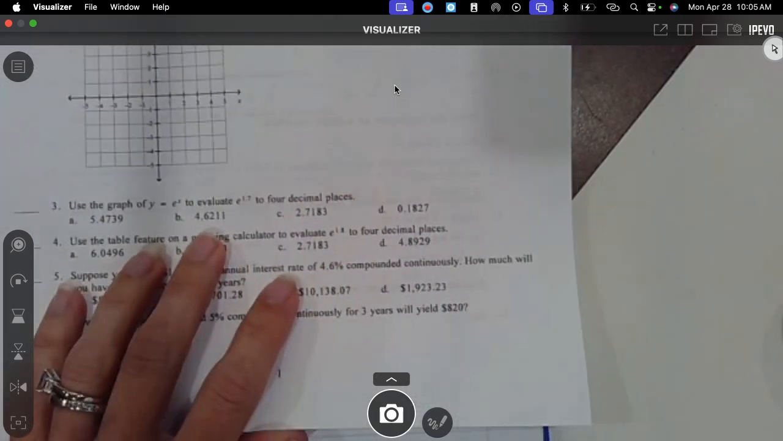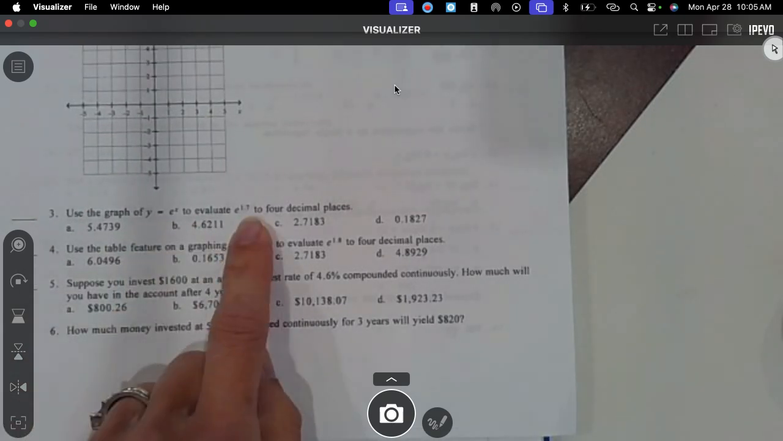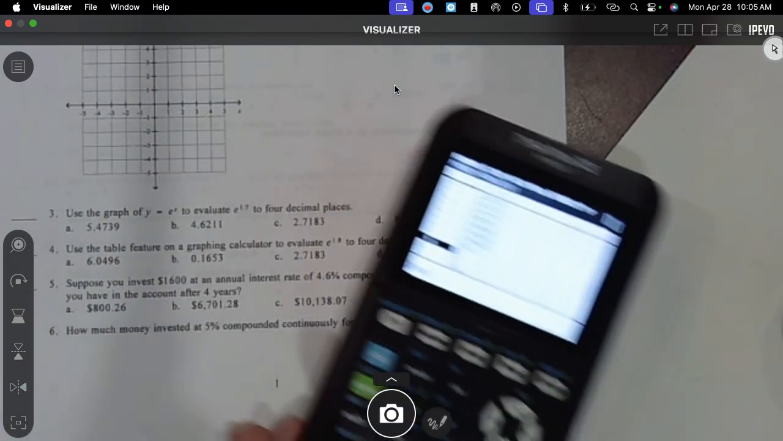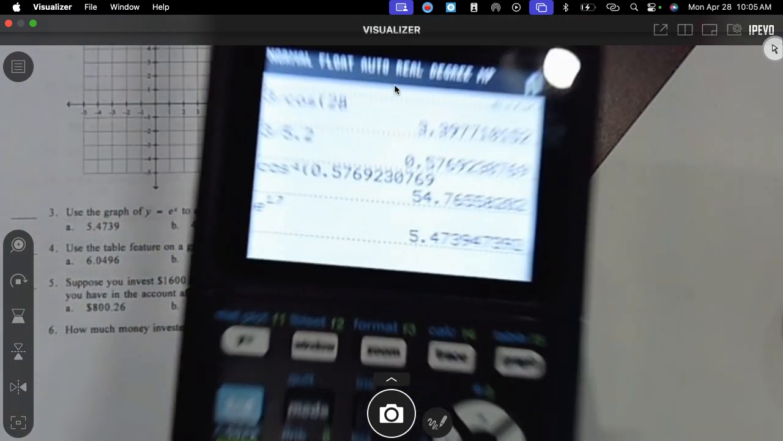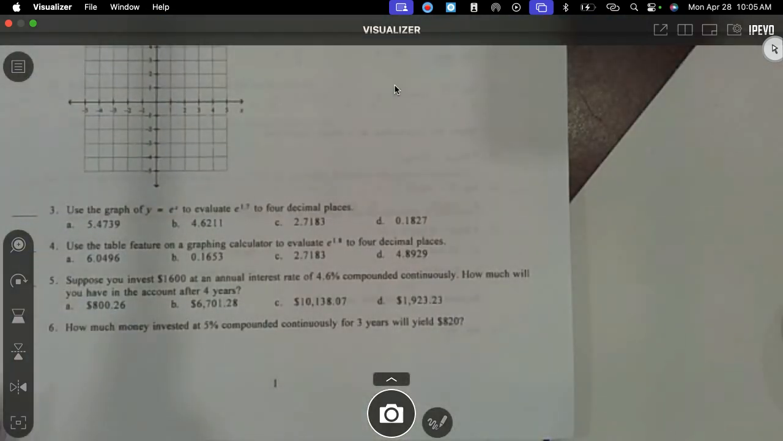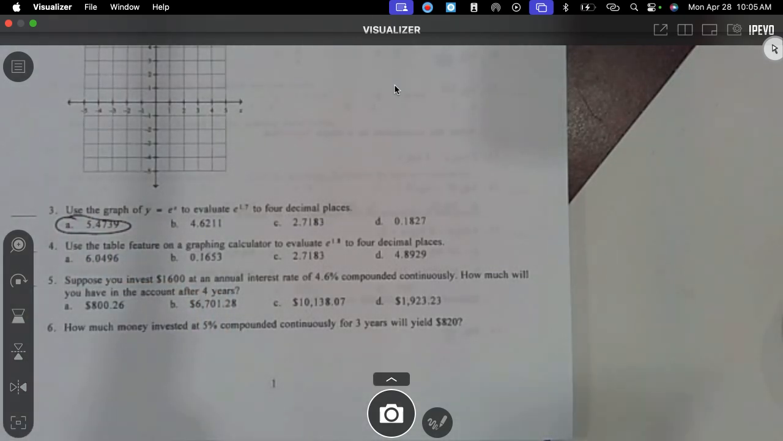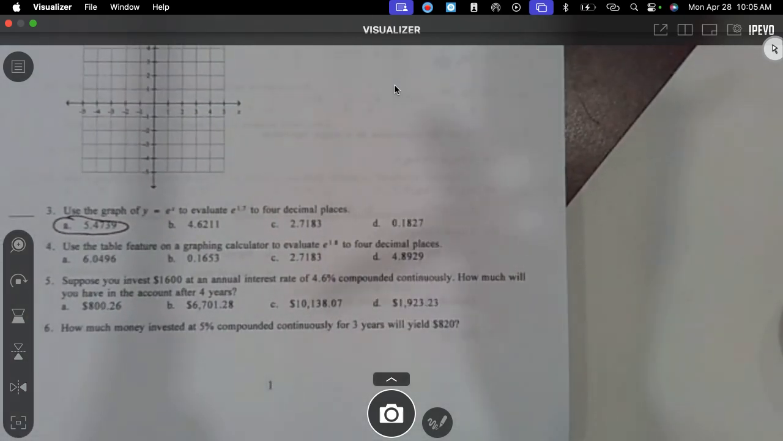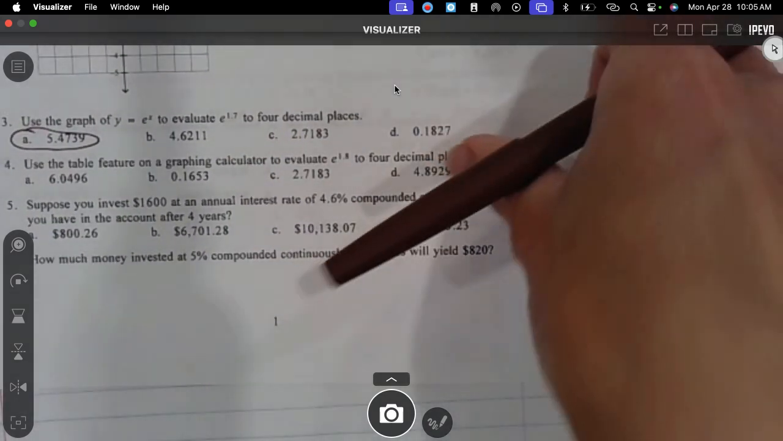How are you going to do number 3? You're going to type in e to the 1.7 in your calculator and go to 4 decimal places. You could graph it. You could use your table. Actually, we can't. We're not doing that. But e to the 1.7, this is the easiest way. And what is that? 5.4739. That would be A. Wait, was it number 3? Yeah, we skipped 2. So 1 and 3 so far.